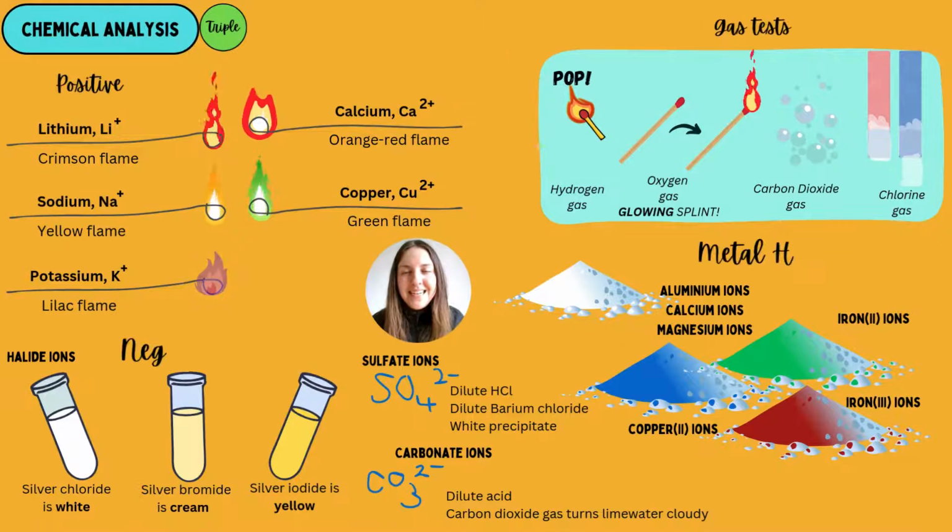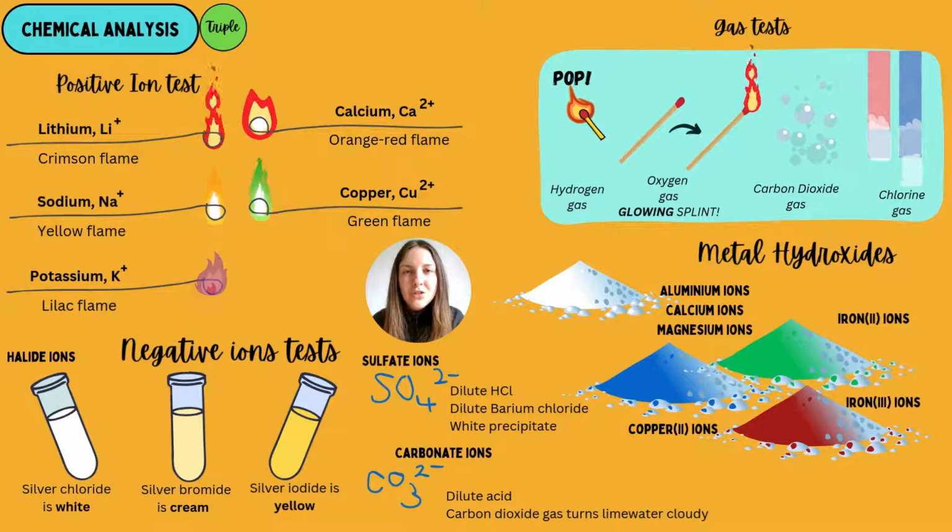So chemical analysis is the next topic, and although there are some crossovers here with the combined higher and foundation topics, you do need to know a little bit extra. So we're going to go over this for triple scientists. So positive ion tests, negative ion tests. Let's just first of all clarify, how do we know if something is a positive ion or a negative ion?